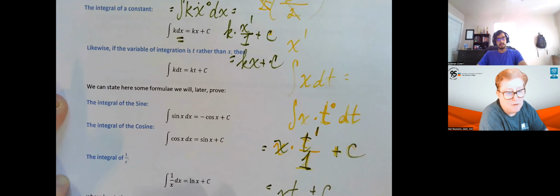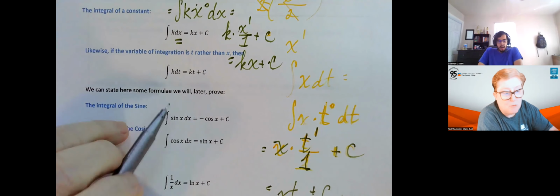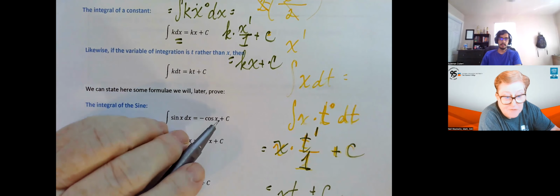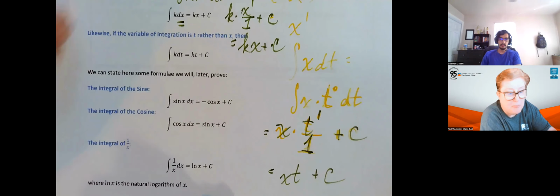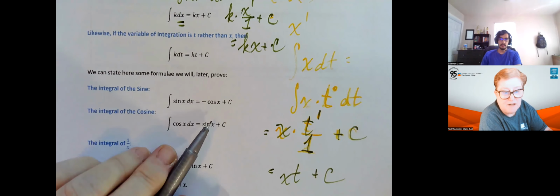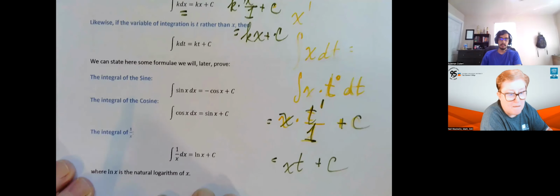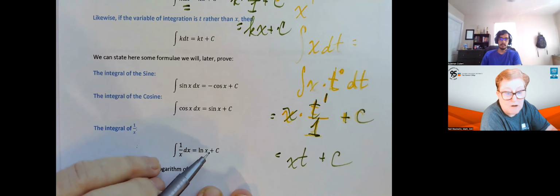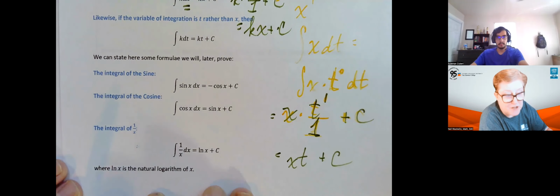Some of these formulas we're going to use now and prove later. So one of them is the integral of the sine dx is negative cosine plus c. The integral of the cosine is sine plus c. And the integral of 1 over x is the natural log of x plus c. We're really going to use that one a lot.